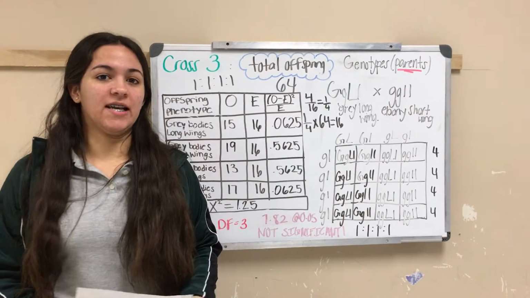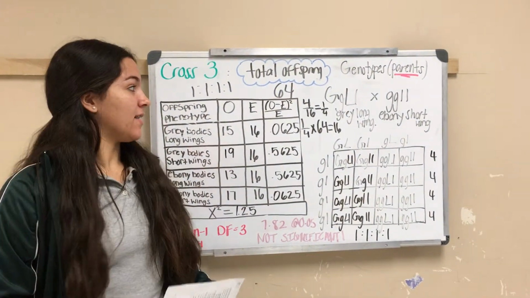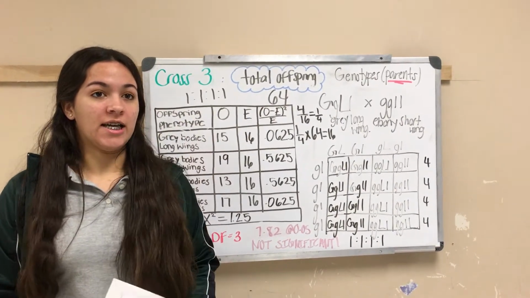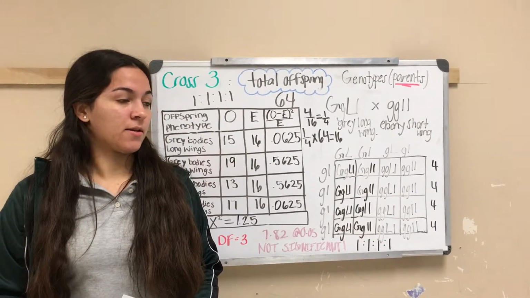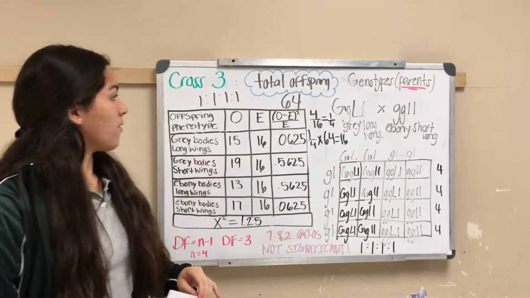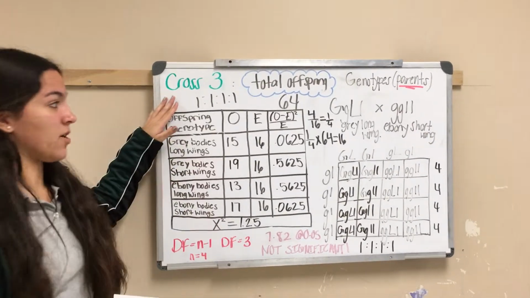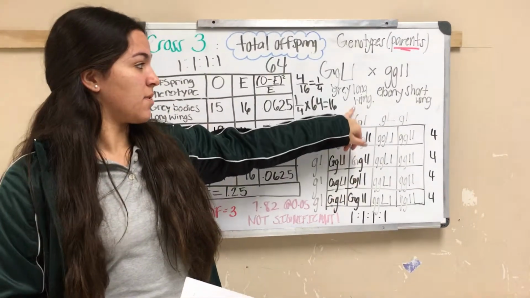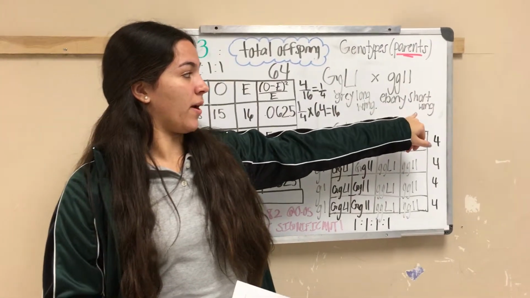The chi-square test is a statistical hypothesis test that you use to find out whether the difference between the observed and the expected is significant. In this problem, we're going to observe cross 3, which is the cross between a gray long wing and an ebony short wing.